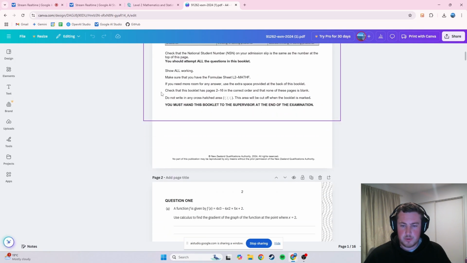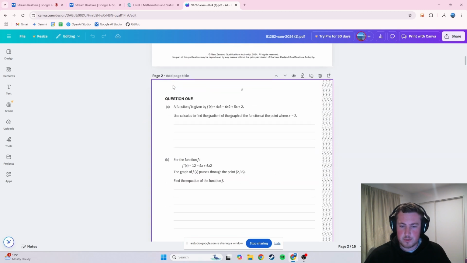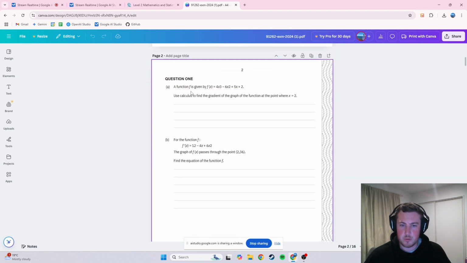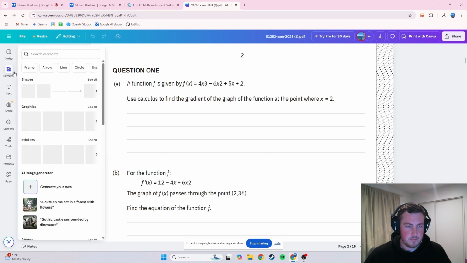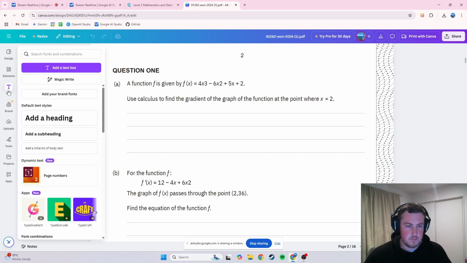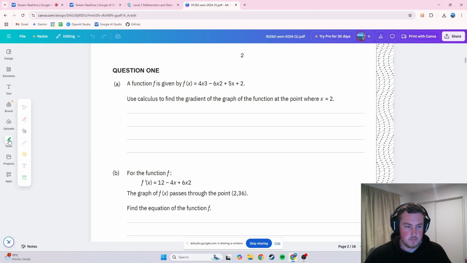Yeah, so I just want a bit of help guiding through some of these questions. So I guess we'll start with question 1A. Okay, I can help with that. Question 1A asks you to find the gradient of the graph of the function f(x) equals x cubed minus 6x squared plus 5x plus 2, at the point where x equals 2. Do you have a specific part of the question you'd like help with? Or would you like me to guide you through the whole solution process?